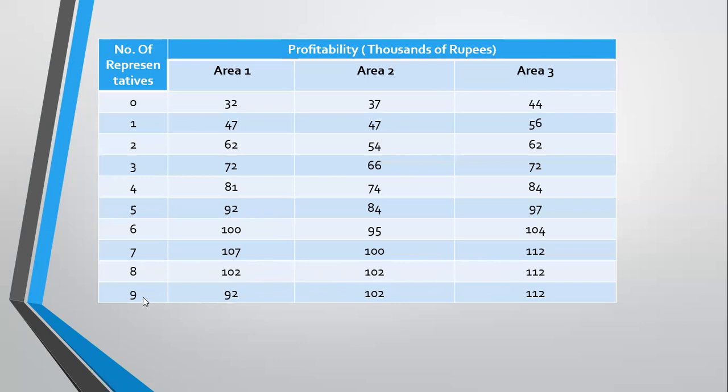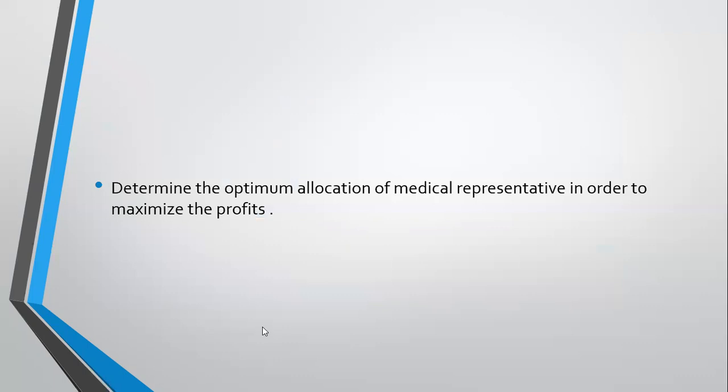Then the number of sales representatives, say 9. From area 1, 92,000. From area 2, 1 lakh 2,000. In area 3, 1 lakh 12,000. So these are the individual cost figures planned for the 3 sales regions. Now we have to determine the optimal allocation of medical representatives in order to maximize the profit, that is, the revenue. How many medical representatives in areas 1, 2, and 3 are you going to place?